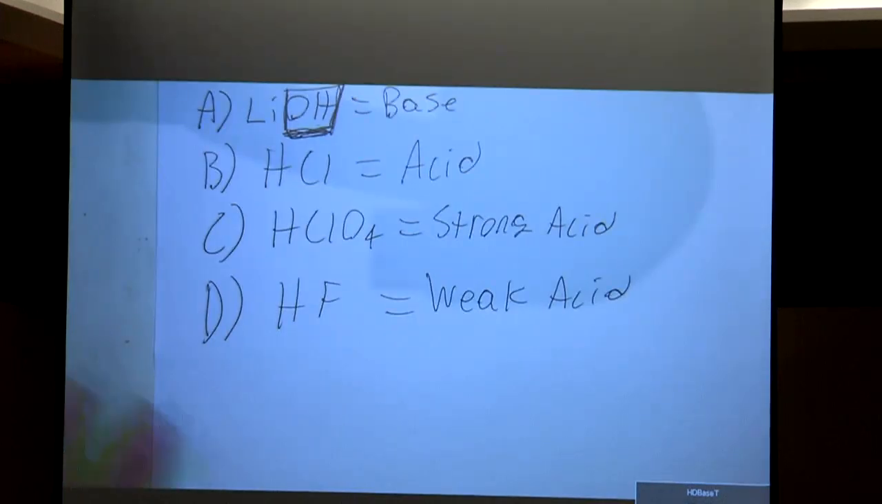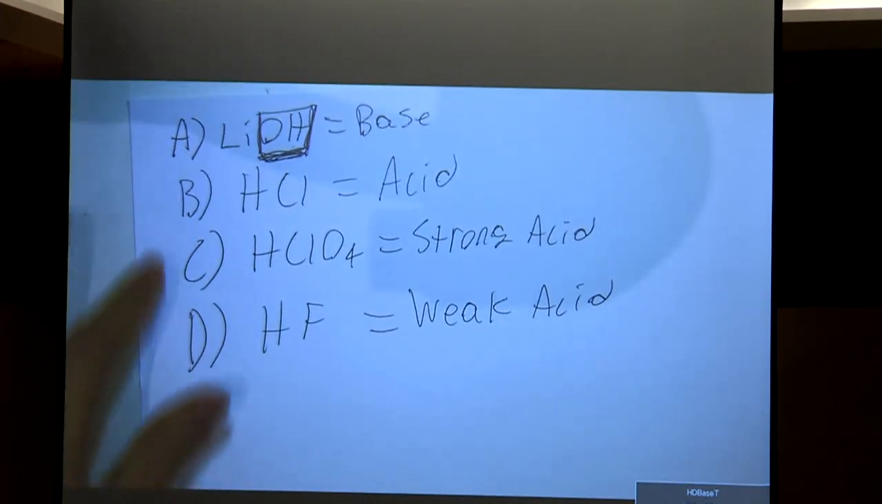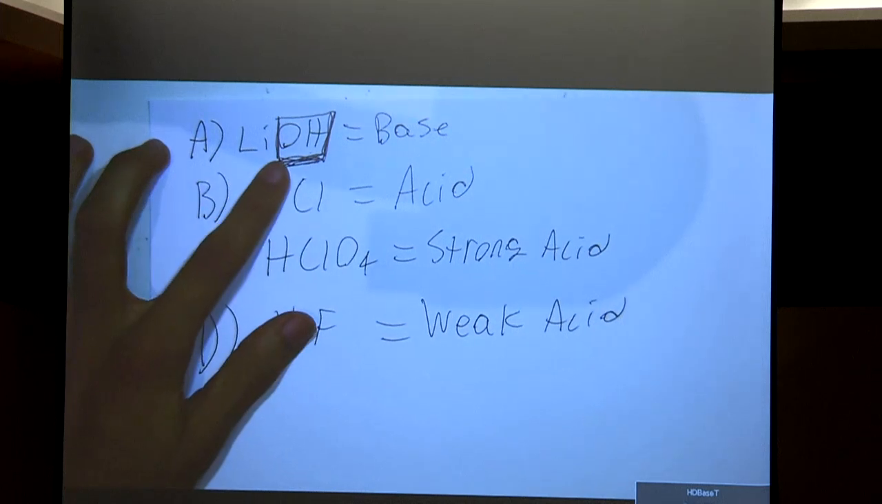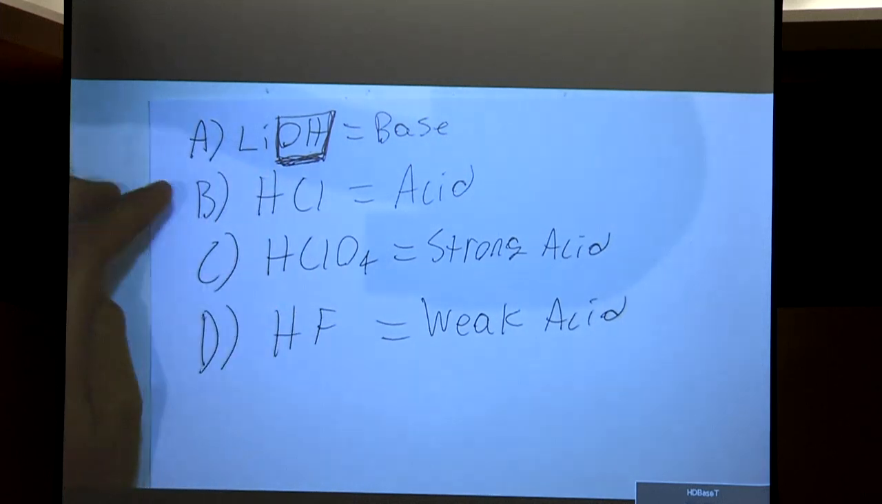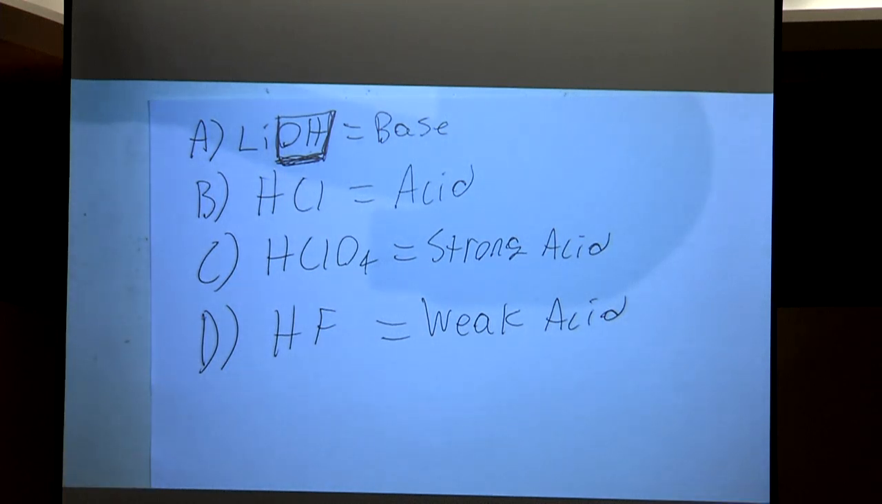Okay. So group 1 or 2 metals plus a hydroxide means a strong base. For the strong acids, you just kind of have to memorize. My advice would be just memorize the strong acids and strong bases. Then if you see something that's not what you memorized, it means it's weak. All right.